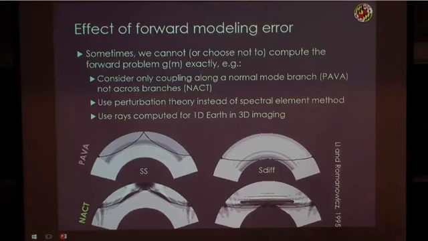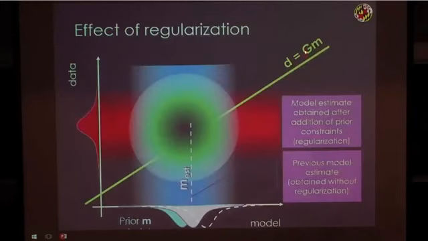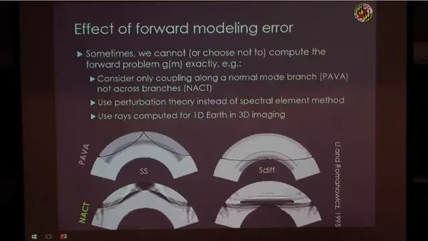Now let's talk a little bit about the effect of modeling error. In other words, what happens if this line d equals Gm is not very well known? Sometimes we cannot compute that relationship between the data and the model perfectly accurately. Sometimes we have to do it through approximations. And here are some common approximations that are used in seismology.